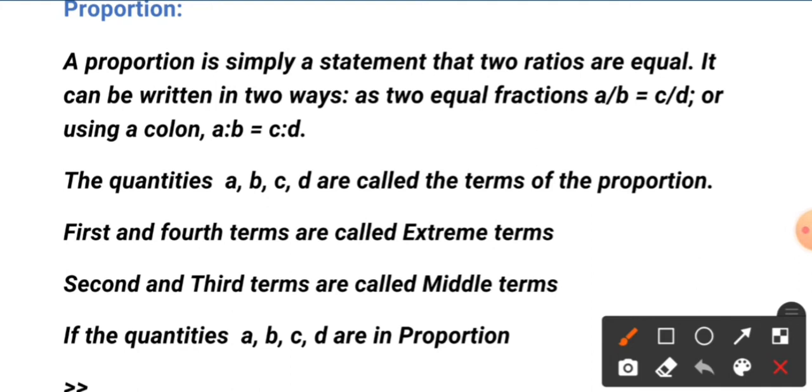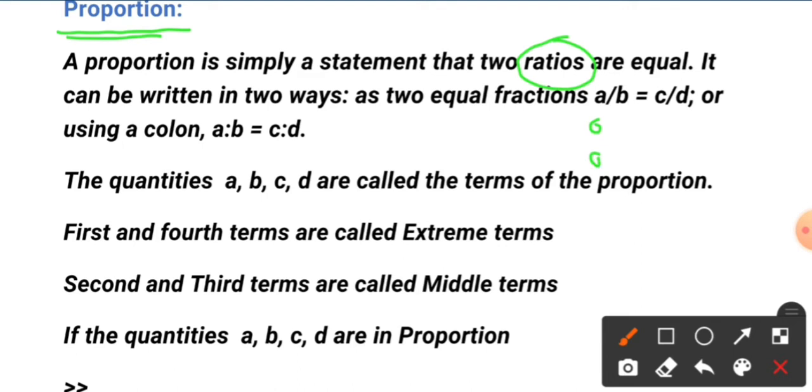Today we'll discuss proportion. You already know about ratio, because when you want to compare the same kind of quantity, only then are we using ratio. The ratio is denoted by "is to", by this symbol.